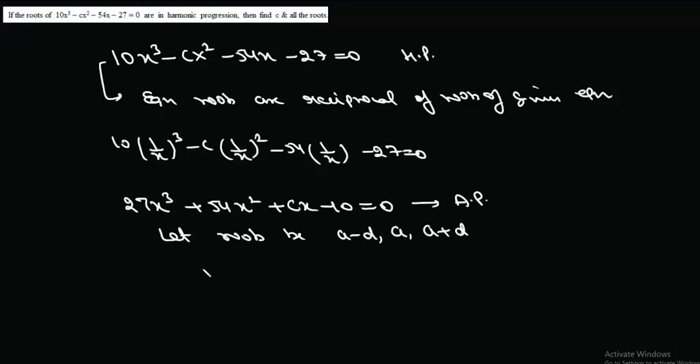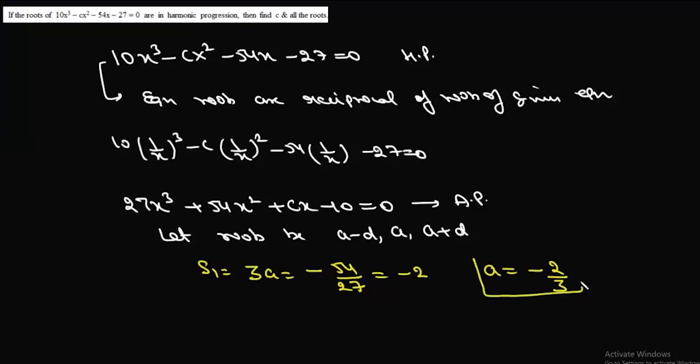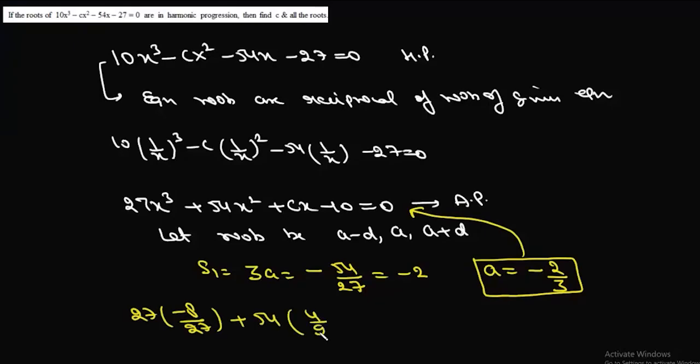Now we can write S1. S1 is the sum of all the three roots, which in this case is 3a, and that will be equal to minus b upon a. So it will be minus 54 upon 27, which is minus 2. So the value of a is minus 2 by 3. Now since this a is a root of this equation, it will satisfy this equation. So we'll put the value of x and find the value of c. So that will be 27 into minus 8 by 27 plus 54 into 4 by 9 minus 2c by 3 minus 10 equals 0.